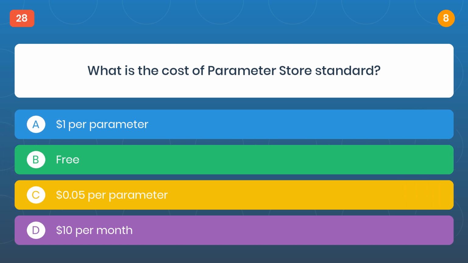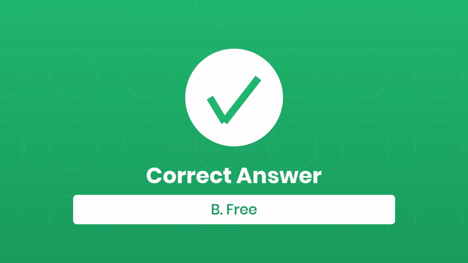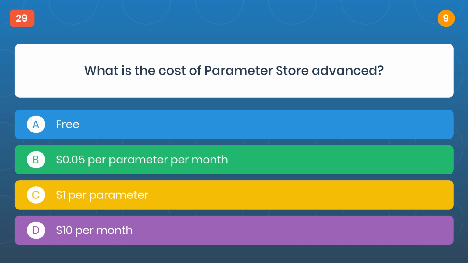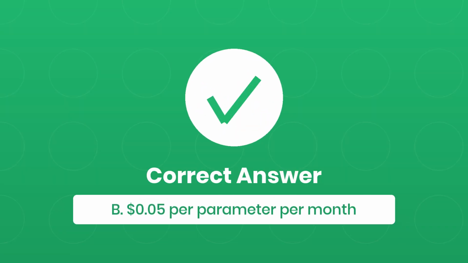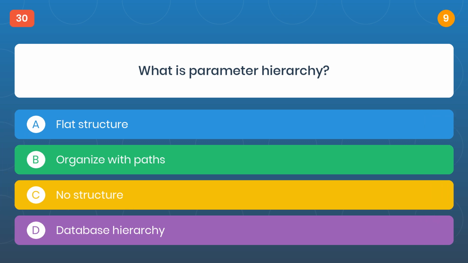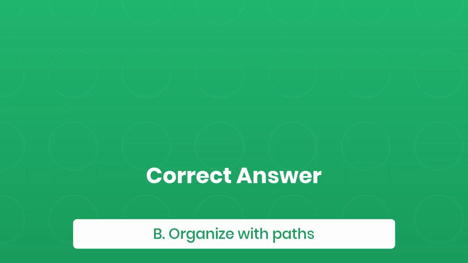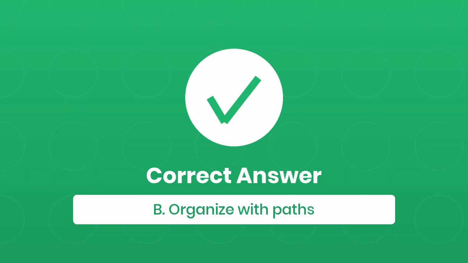Question 28. What is the cost of parameter store standard? The correct answer is B, free. Question 29. What is the cost of parameter store advanced? The correct answer is B, 5 cents per parameter per month. Question 30. What is parameter hierarchy? The correct answer is B, organize with paths.